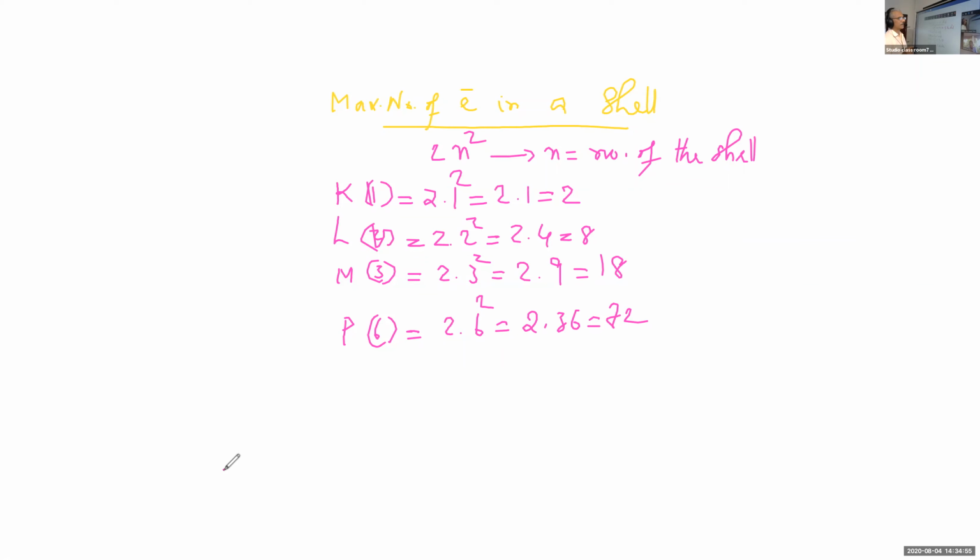Now, what is the maximum number of electrons possible in an orbital? The maximum number of electrons possible in an orbital is equal to 2. Shell, 2n square.